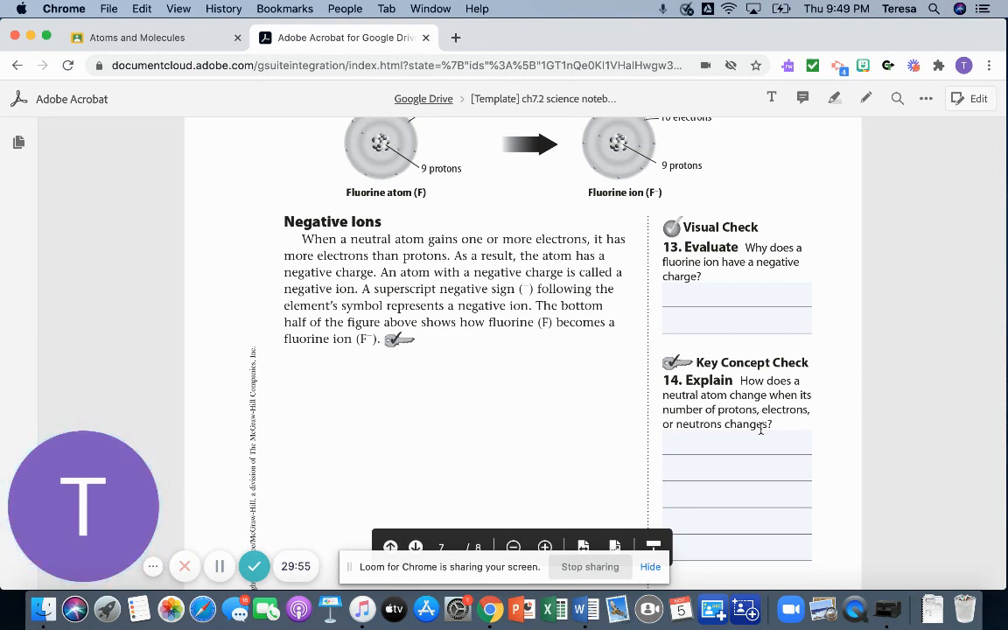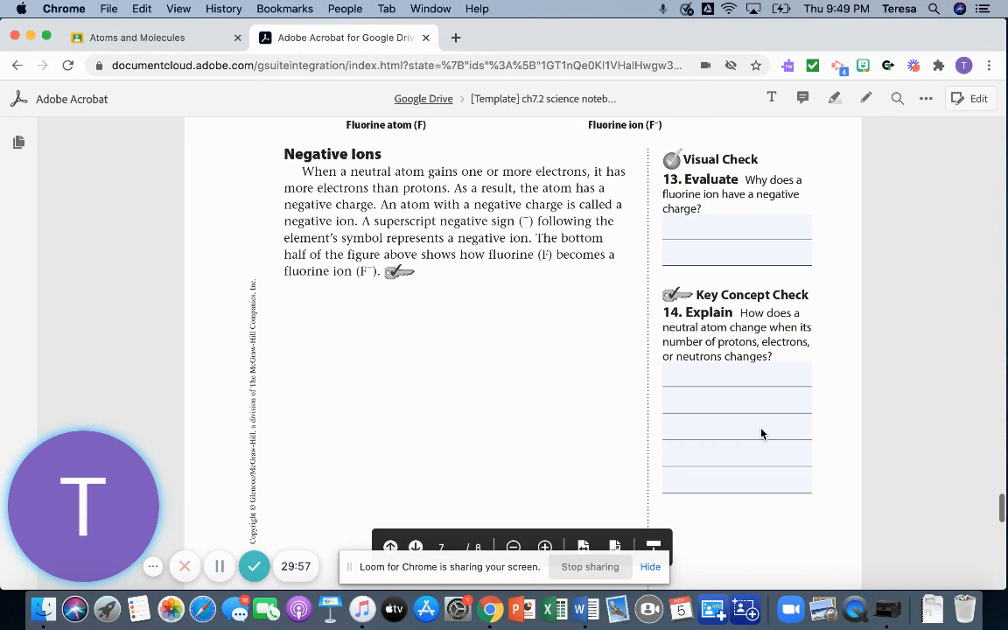How does a neutral atom change when its number of protons, electrons and neutrons changes? Okay, if the number of protons changes, that's going to change the element to a different element or a different atom. A neutral atom, if we add or lose electrons, will form an ion that has either gained or lost electrons.